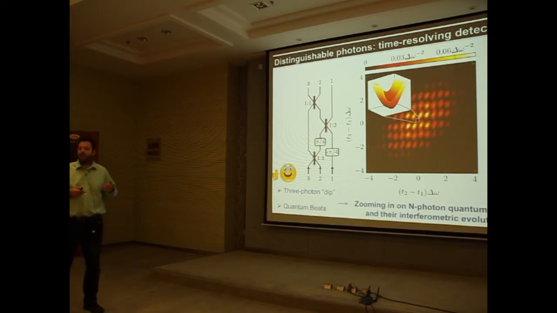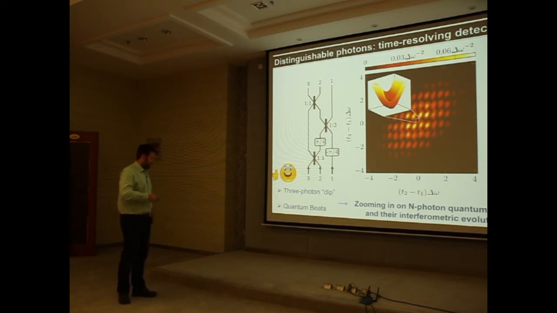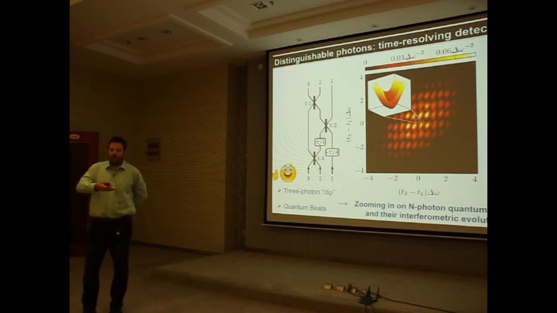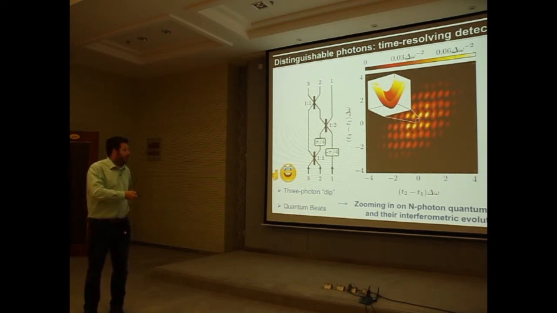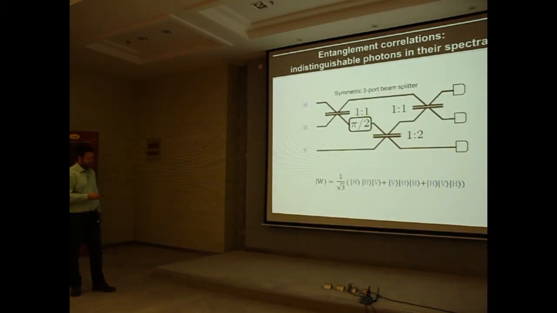If we would throw away the information about the detection times in the interferometer. This information is interesting from the fundamental point of view, but can be used in principle to zoom in on the n-photon quantum state and on its evolution. So on their state and how they evolve through the interferometer. Because, as I said, these beats give you information about the relative frequency of the photons, the coherence time of the photons, and also the structure of the unitary transformation. So this is the first interesting thing that we can show through our formulas.